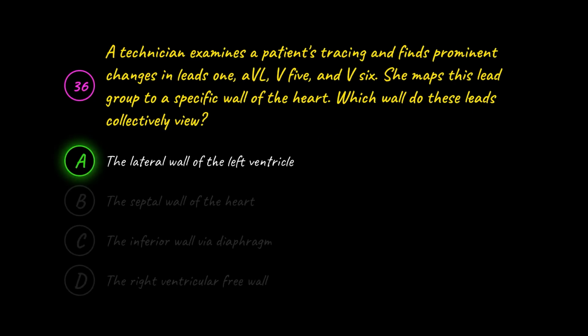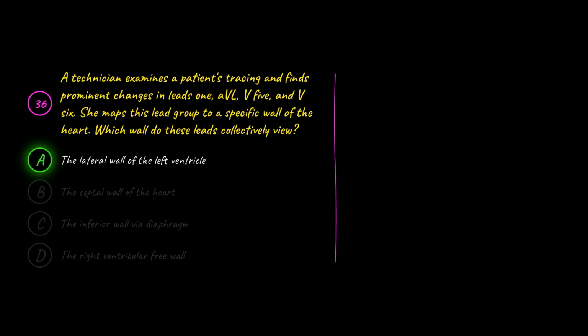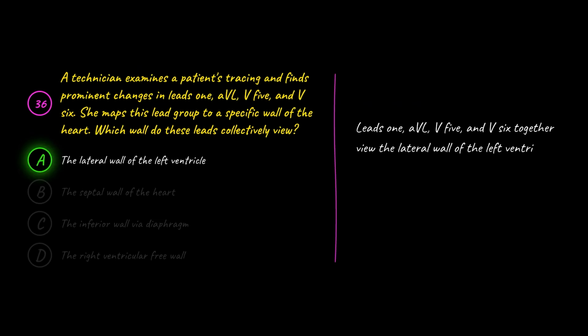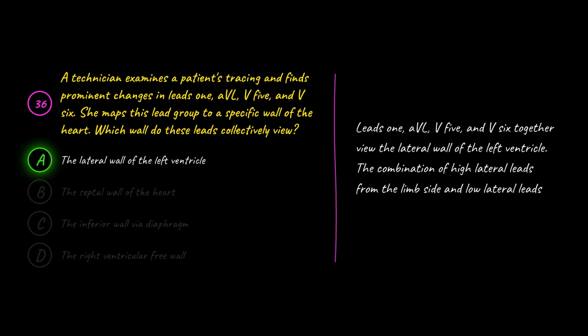The correct answer is A, the lateral wall of the left ventricle. A is correct because leads 1, AVL, V5 and V6 together view the lateral wall of the left ventricle. The combination of high lateral leads from the limb side and low lateral leads from the precordials covers the wall.